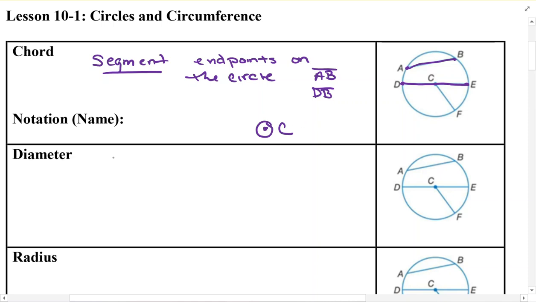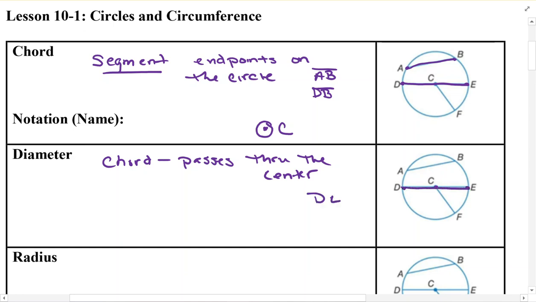The diameter is a chord, and it's a chord that passes through the center. So in this picture, the center is C, and DE is a chord that passes through the center. The notation that we use for it is just usually the letter D. And the other thing to note is that the diameter is the longest chord.